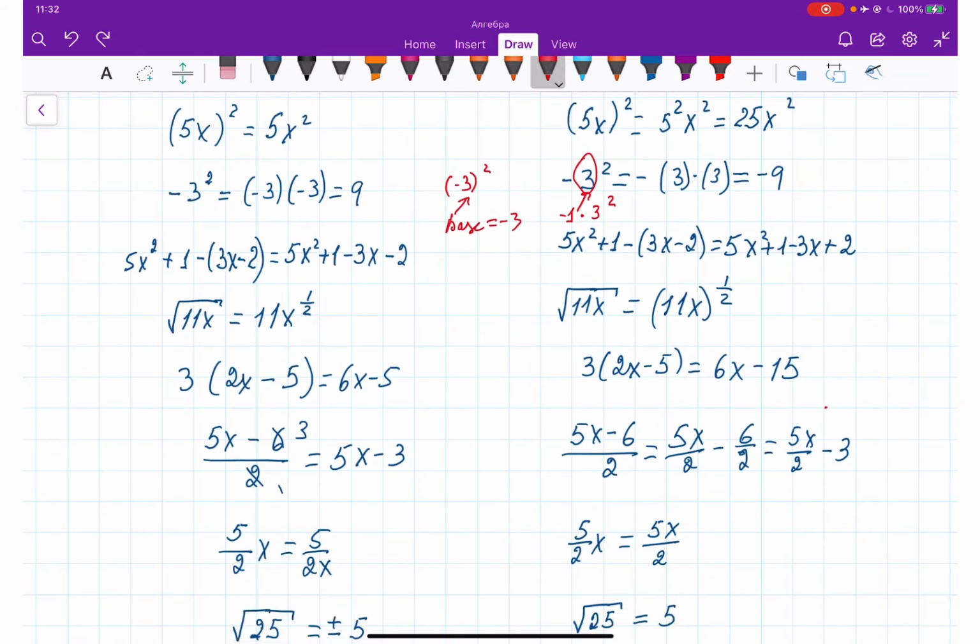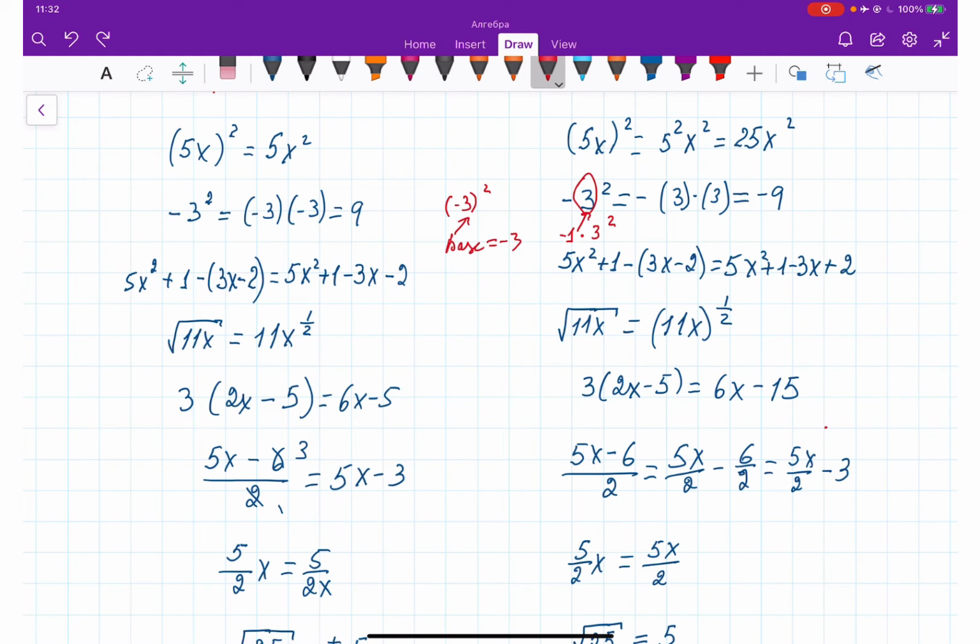The next common mistake is when they open parentheses and in front of the parentheses is a negative, they just flip the sign of the first term, and the rest they don't touch. Instead, they have to flip every single term that is in parentheses. Look here, 3x is positive, became negative, 2 here is negative, became positive. That is another common mistake that students usually make.